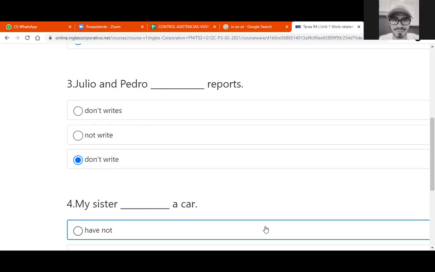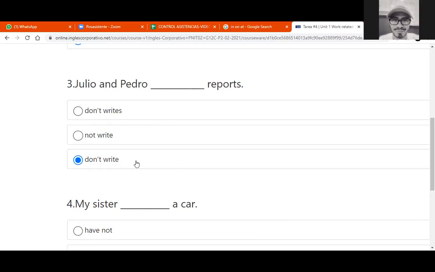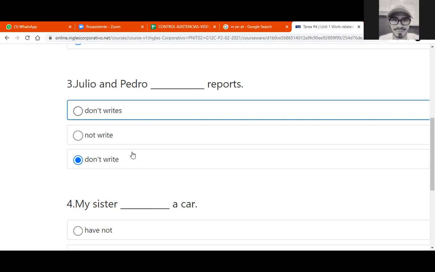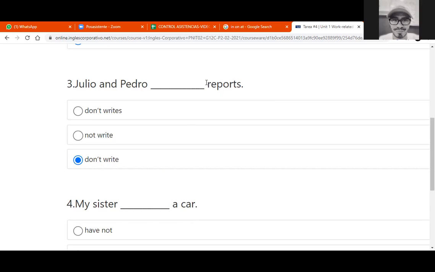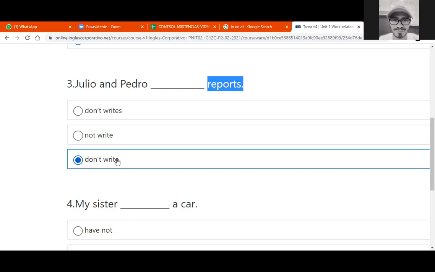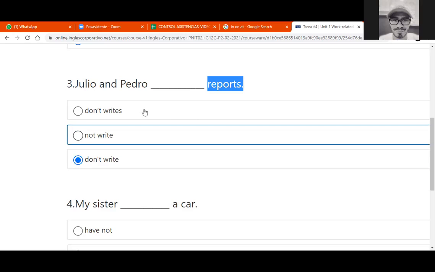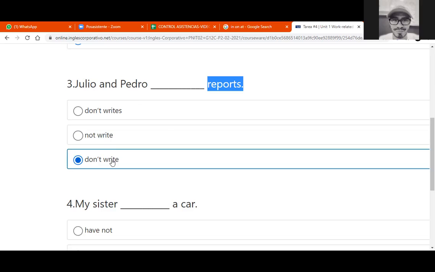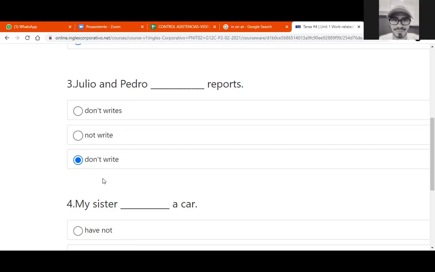Okay? Y el verbo está en plural porque puse write reports, porque reports está en plural. Por eso elegí la primera opción que salía ahí. Pero es que reports no sería el verbo. Aquí reports está actuando como un sustantivo. El verbo es write. Don't write. Por ejemplo, Julio and Pedro don't write letters. Julio and Pedro don't write notebooks. Julio and Pedro don't write books. Entonces, reports sería el noun y la conjugación verbal sería don't write. Ah, okay.